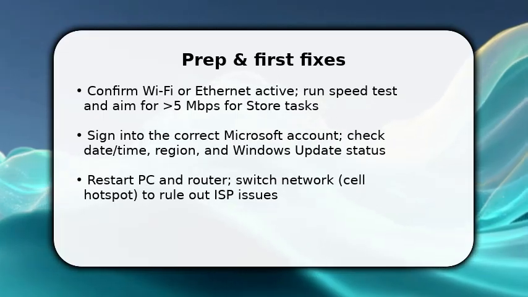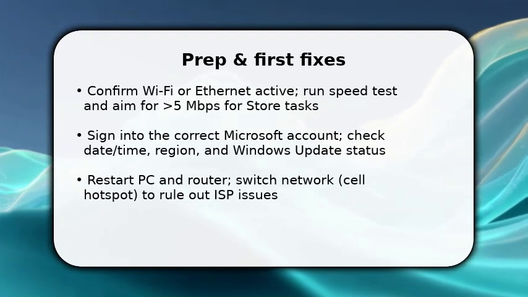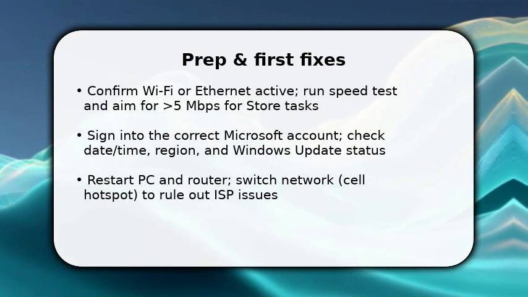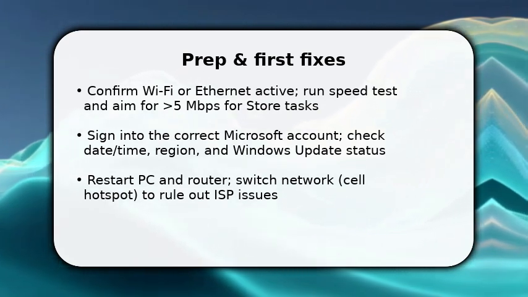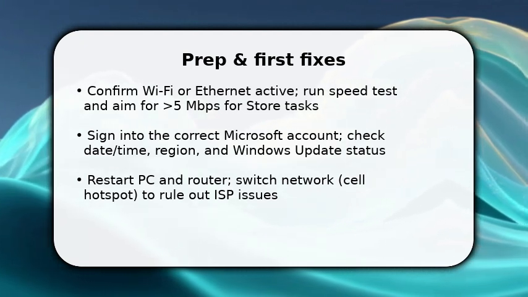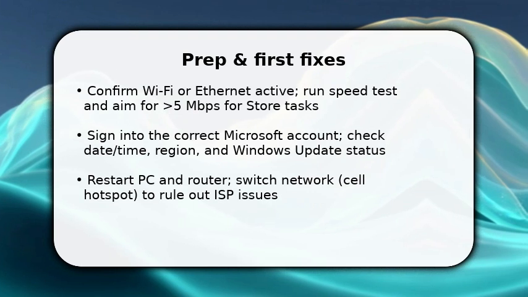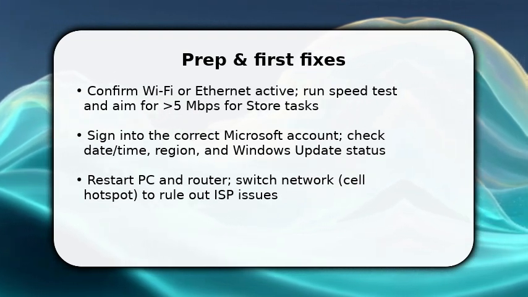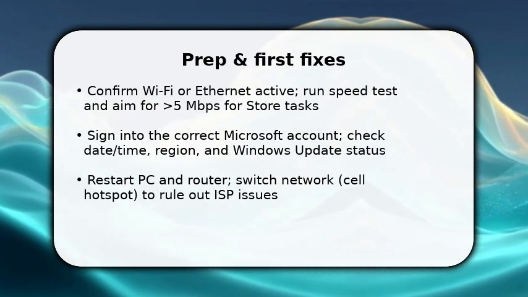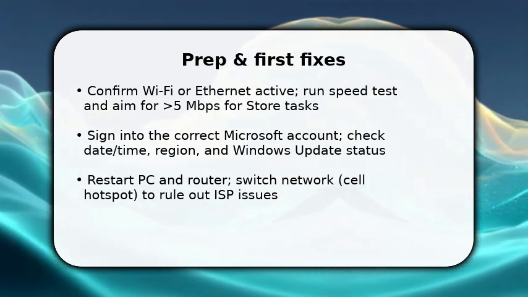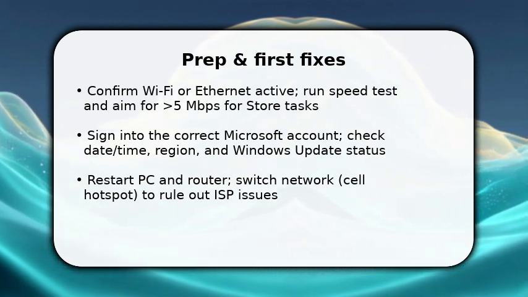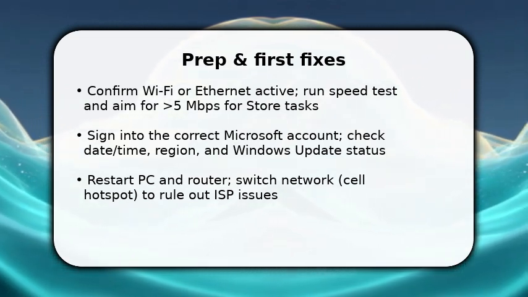You start by confirming the essentials and taking the first actionable steps. You check that your PC has a working network, then confirm date, time, and region match your Microsoft account because mismatches break authentication. Once done, sign out and back into the store app and restart both your PC and router to clear transient network or cache issues. If possible, switch to a phone hotspot for 1 minute to isolate ISP problems, then return to the store to see if the error persists.